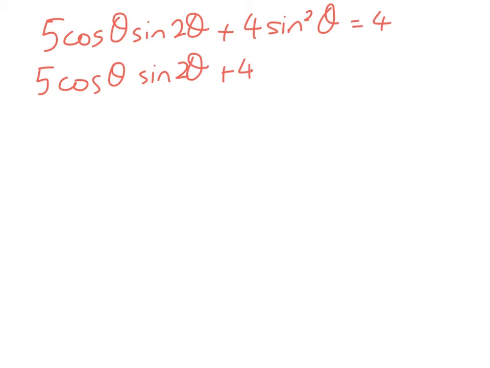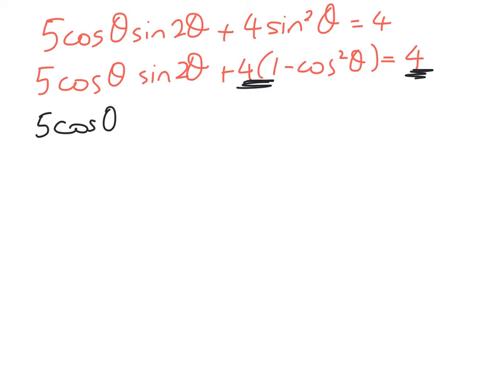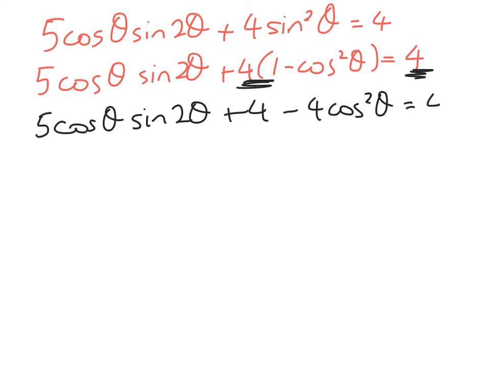And I'm going to replace the sine squared theta like that. Now straight away you'll see that something different's starting to happen. I've got a plus 4 over here and a plus 4 over here. So that's good because those are going to vanish like this when I subtract them from both sides. But not quite yet. So here we get plus 4 minus 4 cos squared theta equals 4.